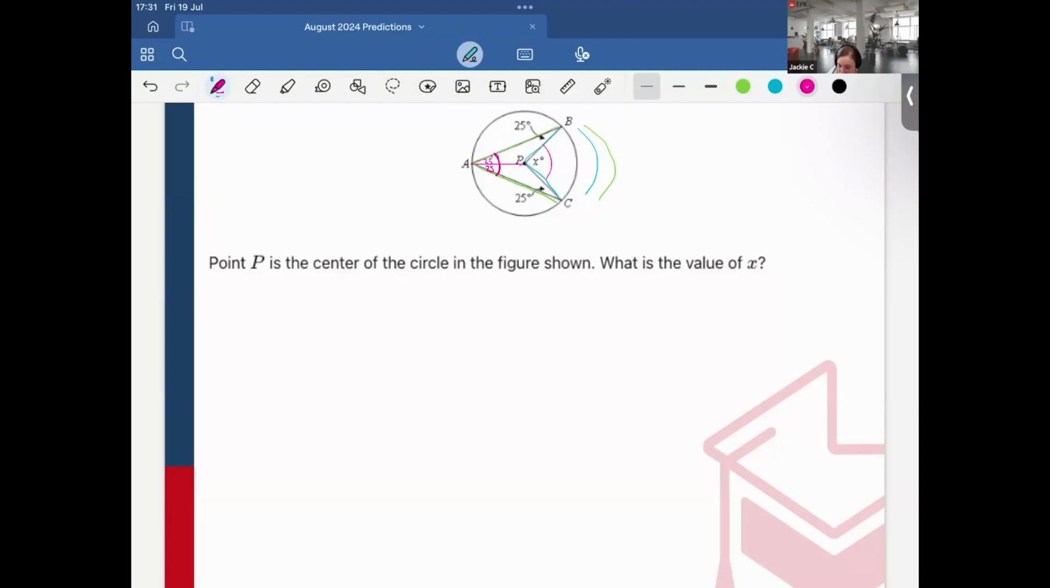Okay, so together, angle BAC would be 50 degrees. And that is the inscribed angle. And the inscribed angle is half that of the central angle. So angle X would be 50 times 2, which is 100. And that's the answer. Isn't that so great and amazing? Okay, so continuing our journey.